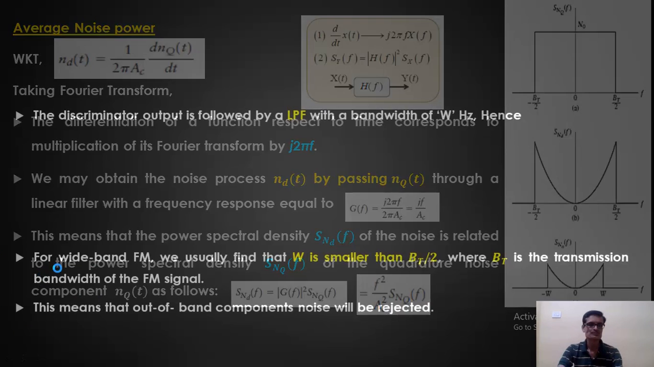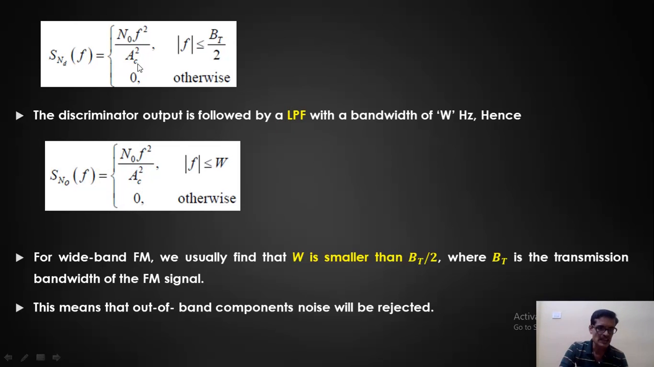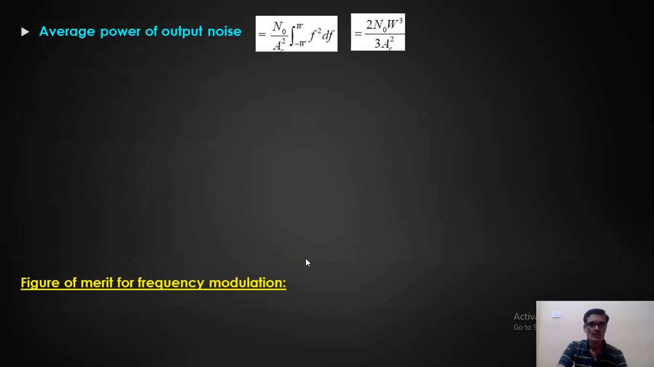Just look at this. This is the SN of f, the input to the low pass filter. After passing through the low pass filter, I get the same spectrum, but the bandwidth is limited to minus W to plus W, because W is very much smaller than BT by 2. This means the out of band components of the noise, above plus W and below minus W, will be rejected.